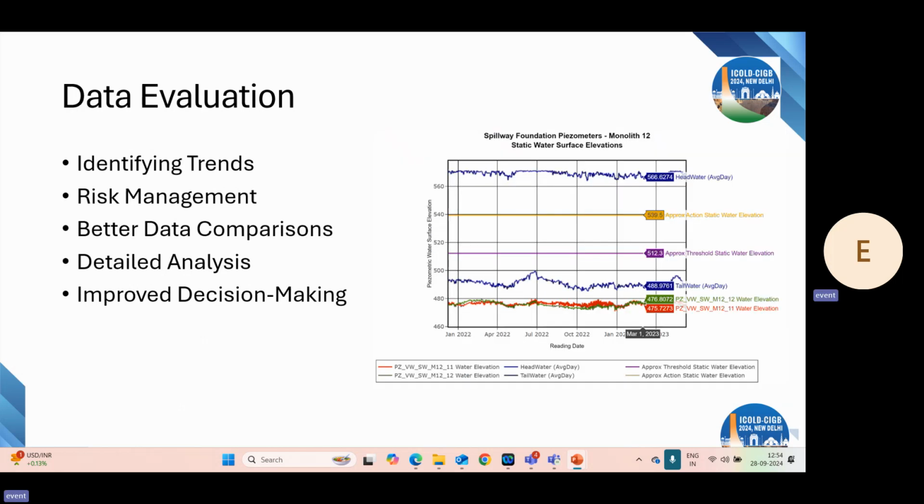Evaluating data, it's basically you have to combine multiple data sources. You can combine them into a single plot and identify trends, manage risk, and do more detailed analysis by comparing multiple data sources into a single platform.